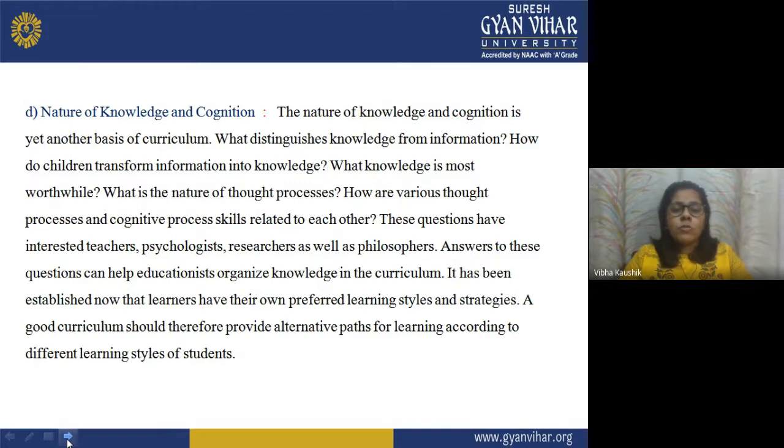How are various thought processes and cognitive process skills related to each other? How are they interrelated or correlated with each other? These questions have interested teachers, psychologists, researchers, as well as philosophers. What knowledge is worthwhile, how do children transform information into knowledge, these types of questions attract the psychologists, researchers, as well as the philosophers.